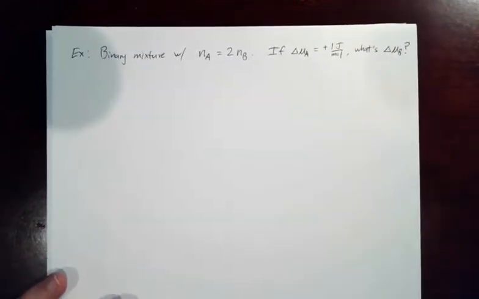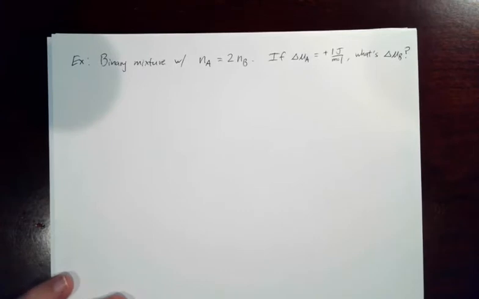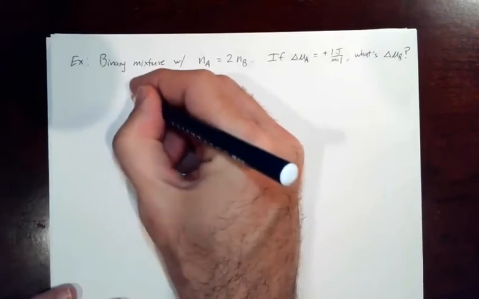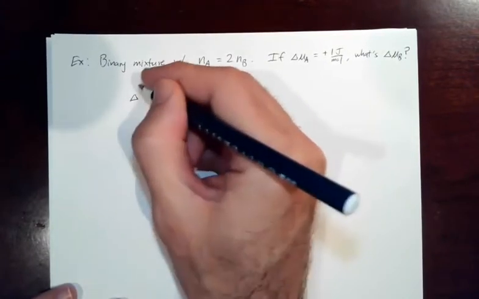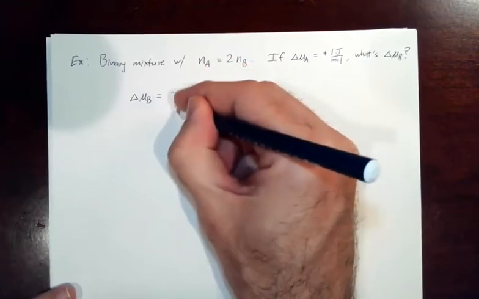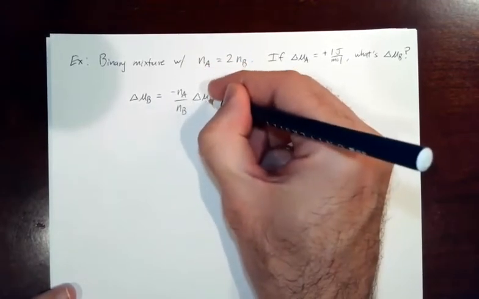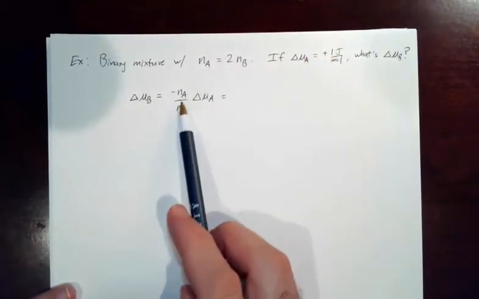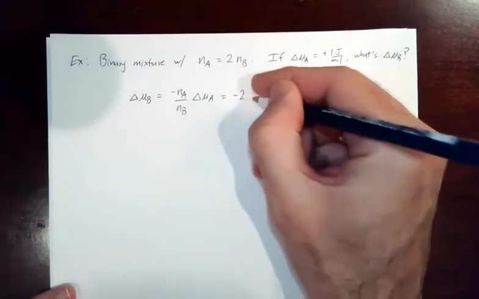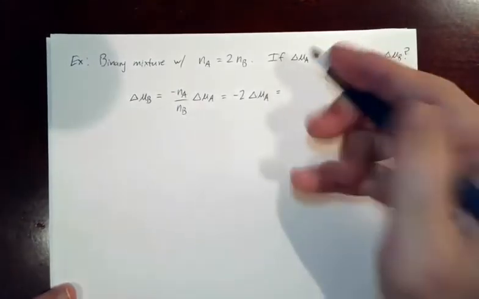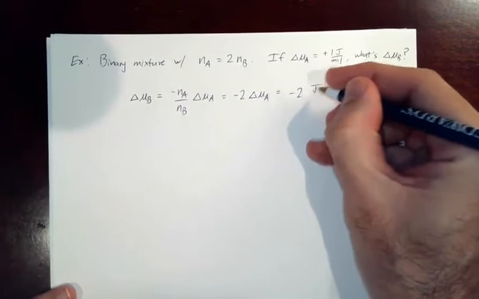Okay, so this is a straightforward application of the formula that I just wrote down. I'll write it down again. Instead of using differentials, I'll use deltas, since we're talking about a finite change instead of an infinitesimal one. So delta mu B is equal to negative NA over NB, delta mu A. And since NA was twice as large as NB, this is minus 2 delta mu A. And delta mu A was 1 joule per mole, so this is minus 2 joules per mole.